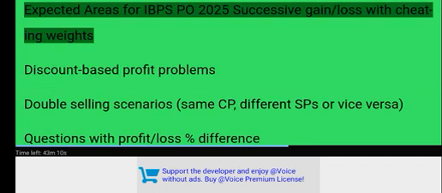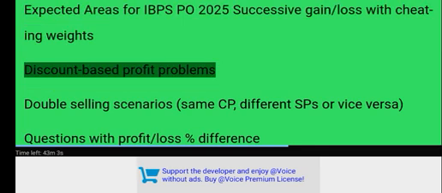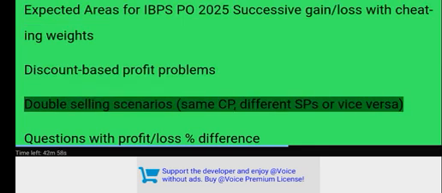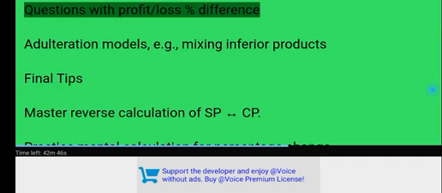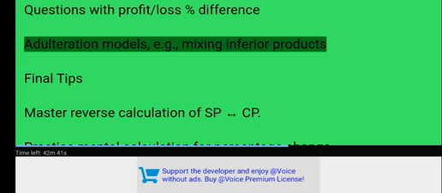Expected areas for IBPS PO 2025: successive gain and loss with cheating weights. Discount-based profit problems. Double selling scenarios, same CP with different SPs, or vice versa. Questions with profit and loss percent difference. Adulteration models, for example, mixing inferior products.